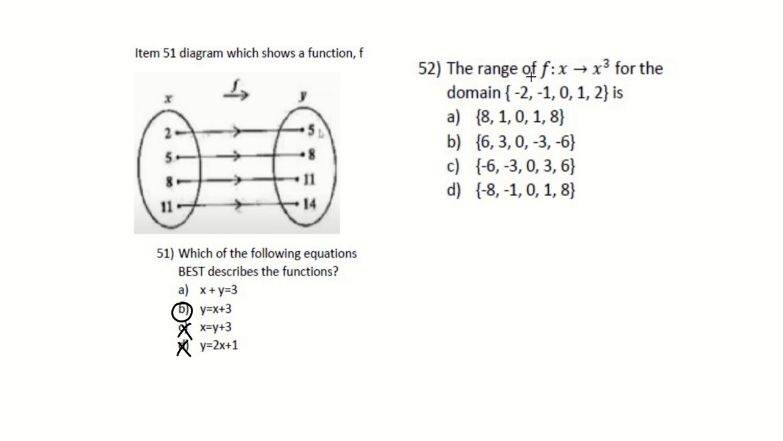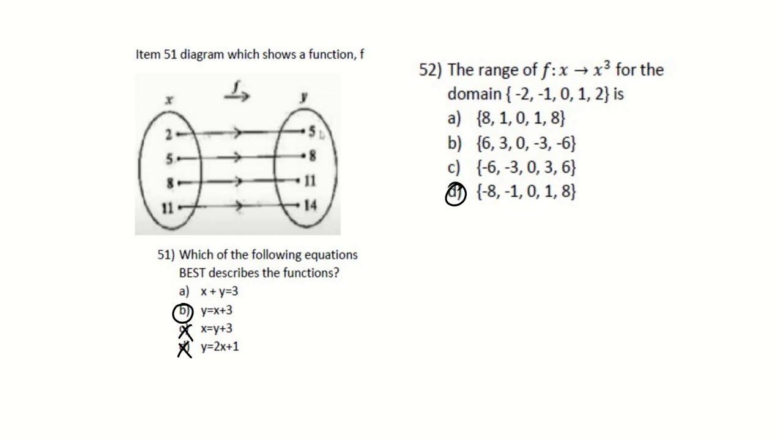Alright? The range of f of x is x squared. This is our next question that we did, and I believe the answer was D. Negative 2 to the power 3 is negative 8. Negative 1 to the power 3 is negative 1. 0 to the power 3 is 0. 1 to the power 3 is 1. 2 to the power 3 is 8. So the answer is D. And that is the end of May-June 2023.